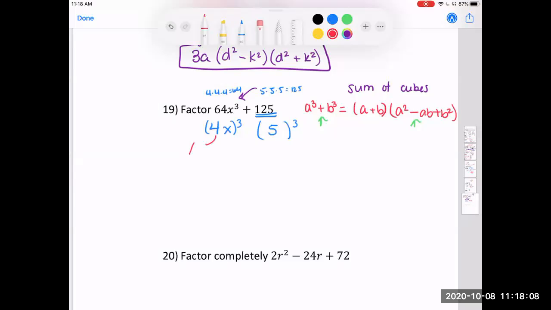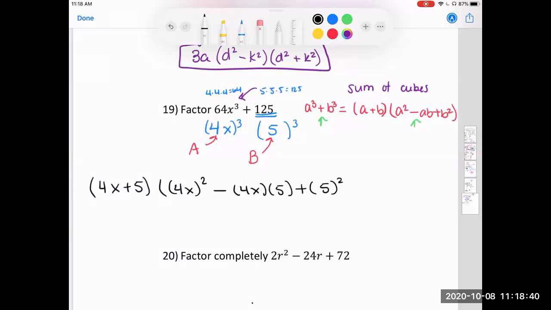This will be my a, and this will be my b, so that I can use my equation that I have on the right. So by my equation, this gives me 4x plus 5. And then I'm going to take my a and square it. So I have 4x, I'm going to square it, minus those two multiplied, 4x times 5, plus my last term multiplied by itself, squared. Now let's clean this up.